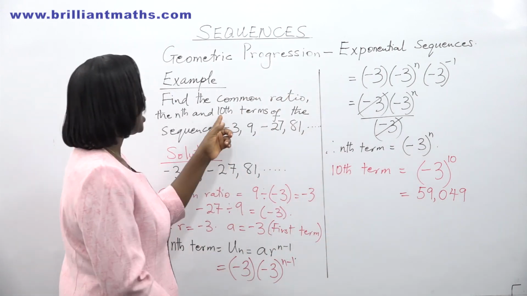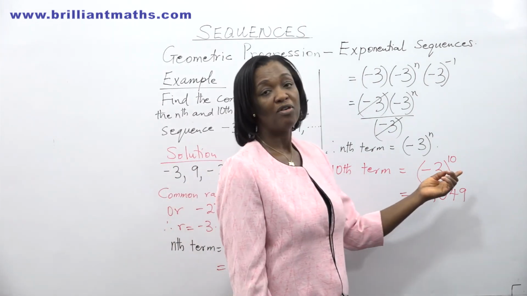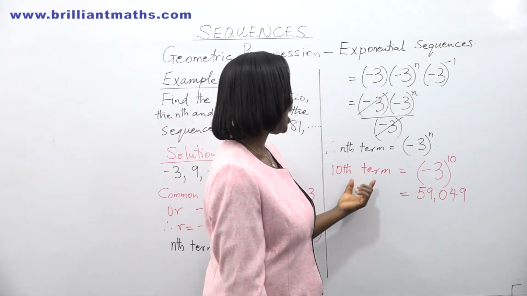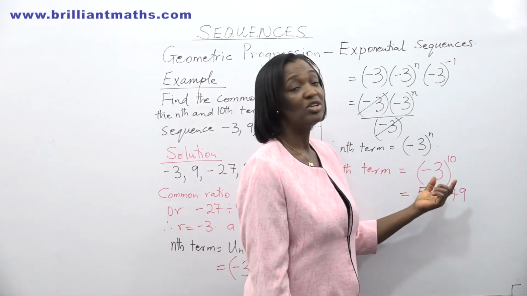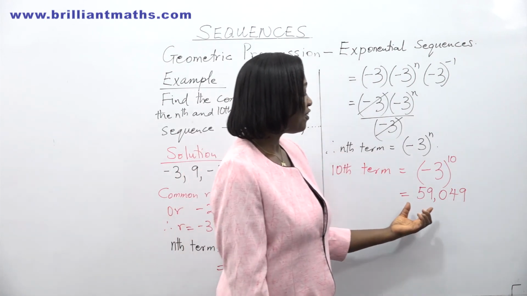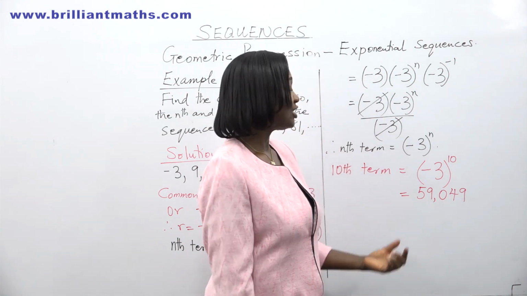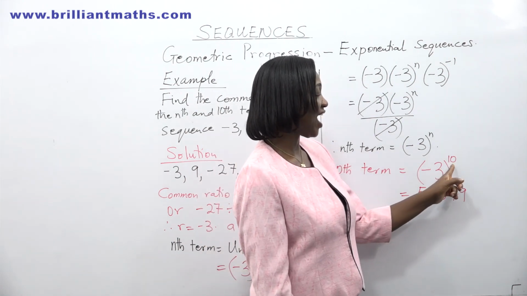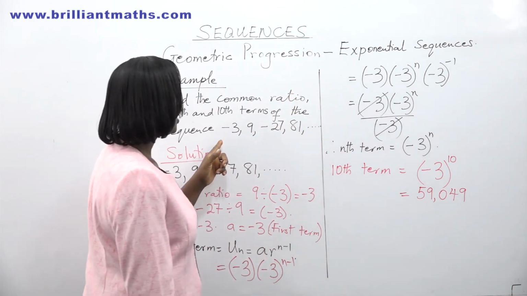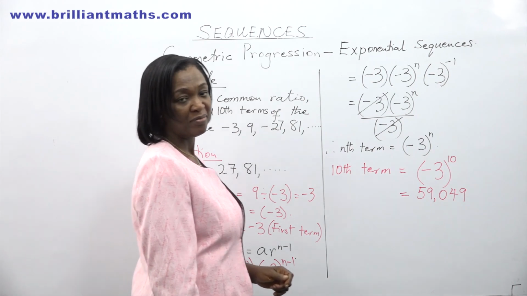Finally, we have to find the 10th term of the sequence. So you simply put a value of n, which is 10. So the 10th term is minus 3 raised to power 10. And the answer is 59,049. It's positive because n is even. And if you look at the sequence, the even terms are positive.